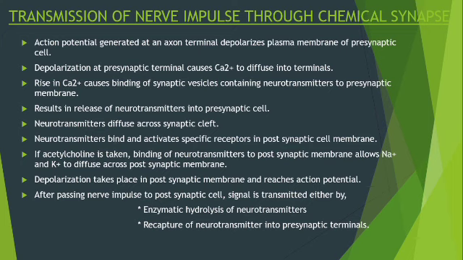Then after passing the nerve impulse to the postsynaptic cell, the signal is terminated either by enzymatic hydrolysis of neurotransmitters or the recapture of neurotransmitter into presynaptic terminals.